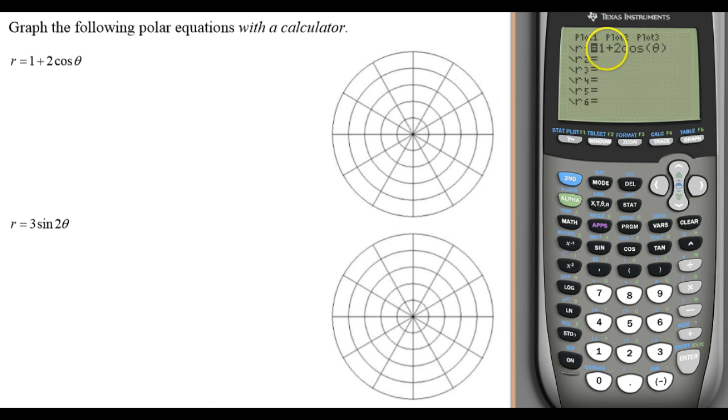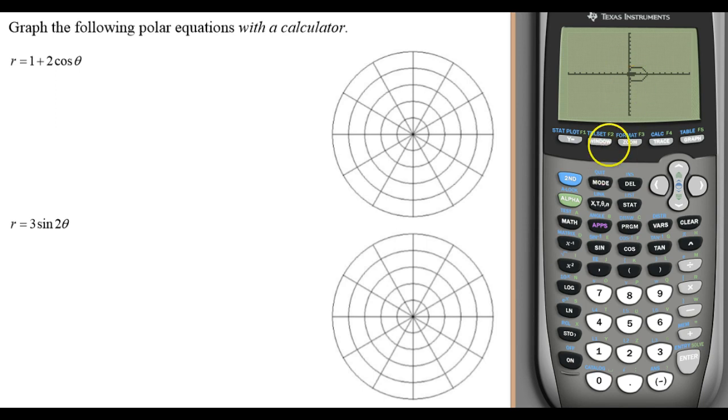So we're going to enter our expression. I've already entered it. It's 1 plus 2 cosine theta. That's our polar equation. And the first thing I'm going to do is just graph it in the standard viewing window. So I'm just going to go to zoom 6. Oh, there you go. So there is the graph, but it's not very clearly detailed, and we didn't see how it was graphed.